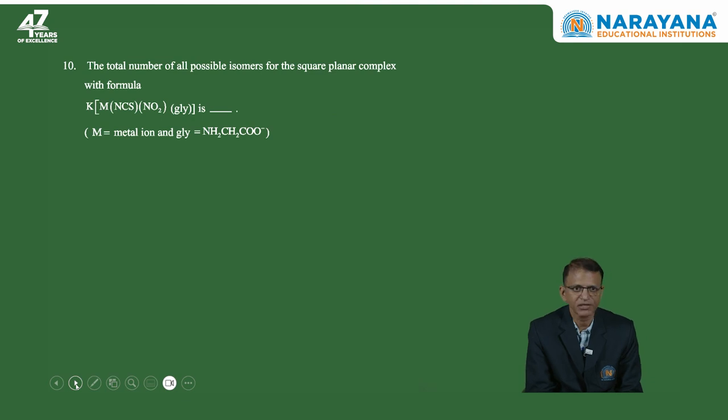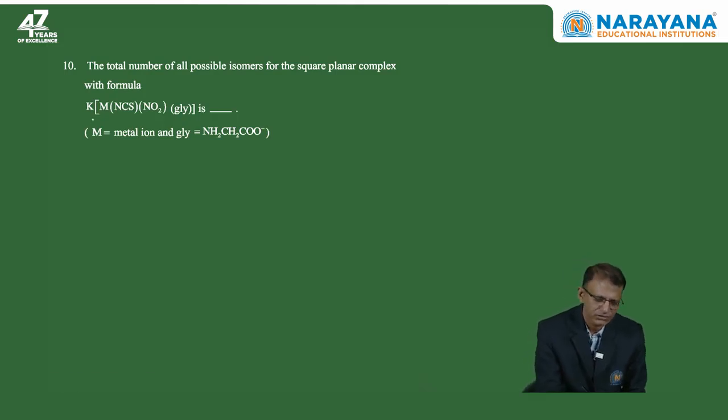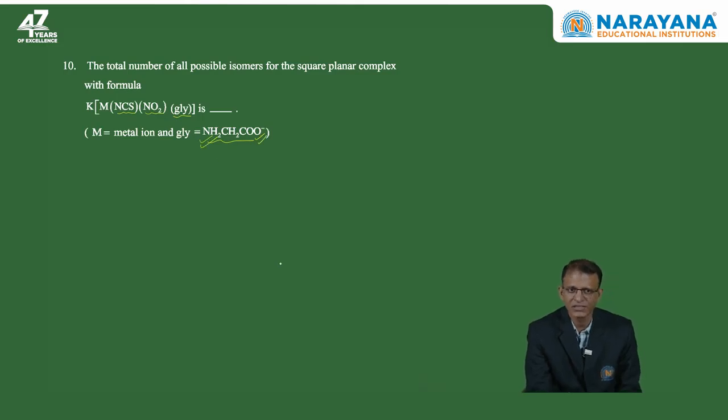So our next problem is regarding coordination compounds. A total number of all possible isomers for the square planar complex with the formula. The formula is given here, and this is an ambidentate ligand, and this is also an ambidentate ligand, and this is a bidentate ligand whose structure is given. The donor atoms here are different. One is nitrogen and the other is oxygen.